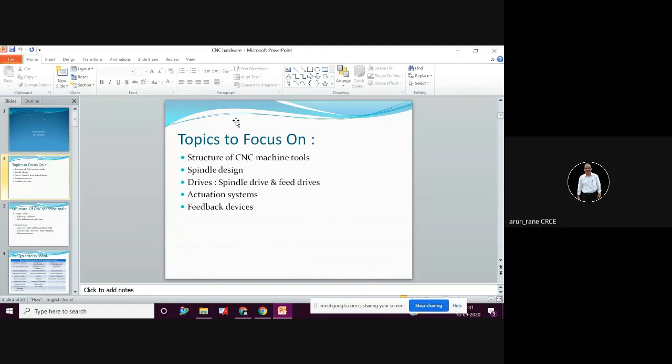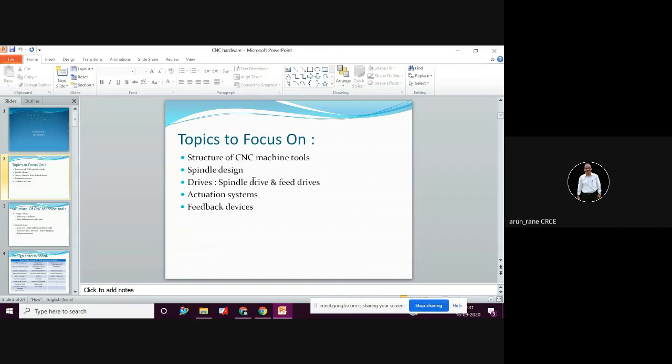Then another hardware is your feed drive. Feed drive means your axis has to move: X axis has to move, Y axis has to move, Z axis has to move, and if it is 7 axis or 6 axis, then again those axes have to be moved.